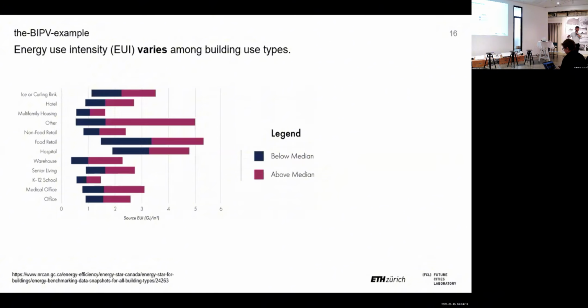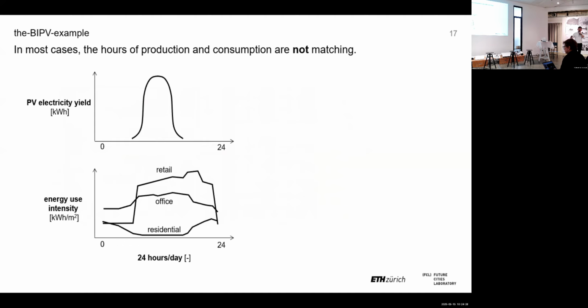It's because, as you can already know, the energy use intensity of different uses is very different in terms of quantity. And also, they have another measure, which is the temporal measure. If you see these charts, for residential, most of the use happens during the evening hours. For office and retail, it mostly happens during the day, right? And the PV electricity yield always happens just during the day.